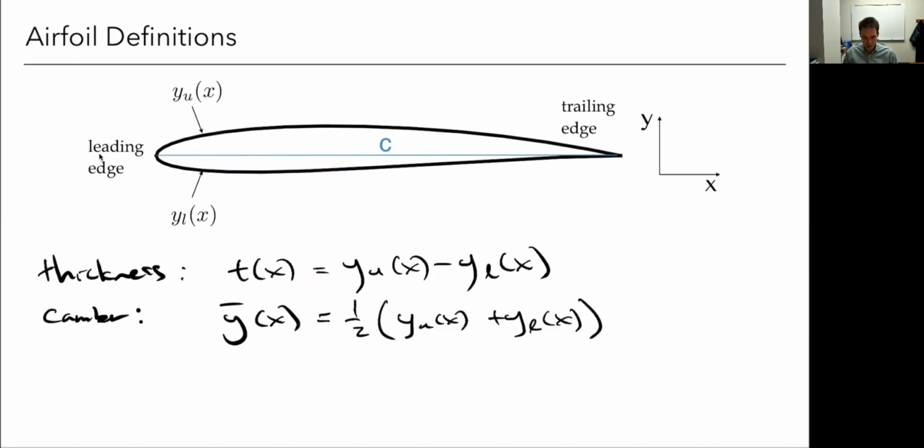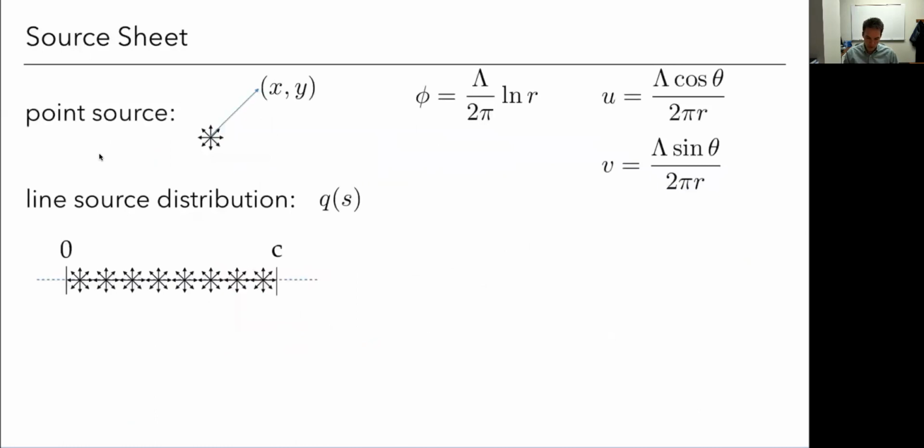Another preliminary is that we're going to review what we talked about with the source and vortex and extend it. So remember, we discussed the idea of a point source. This is the potential function where lambda is this constant that I can choose. That's the strength. And if I take the derivatives in x and y, that gives me the u and v component. So we're just going to do 2D for now. But a point source and a point vortex, they're a bit limiting in what I can do. What I really want is something that's more continuous.